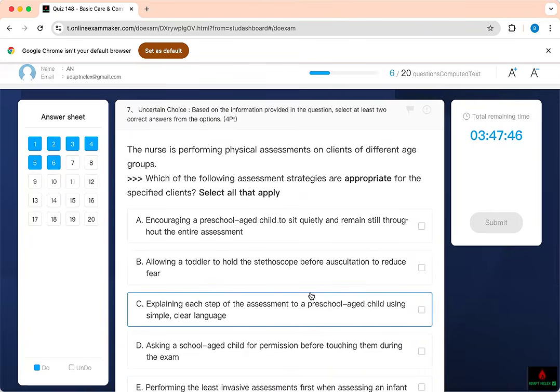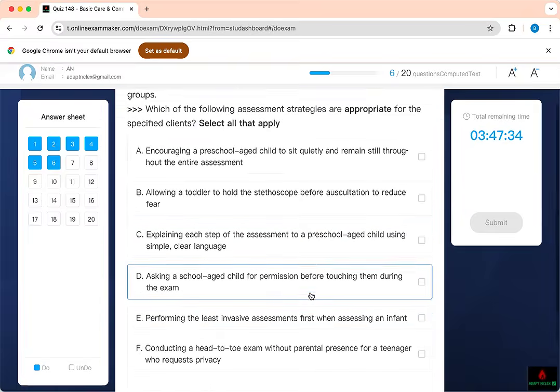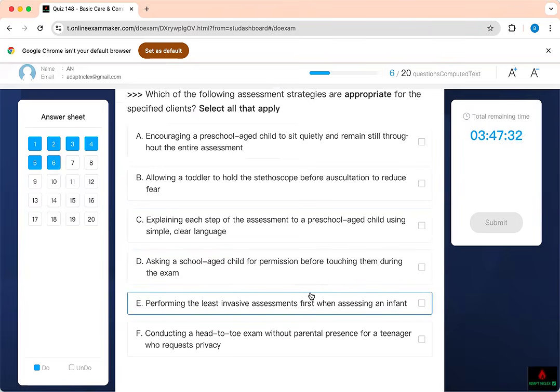Which of the following assessment strategies are appropriate for specified clients? Select all that apply. She's performing physical assessment on clients of different age groups. How do you assess them based on their age group? You have to know this. This can be very difficult. It's a difficult question, but I will show you how you can answer. Know each group, toddler, preschool, what they need, how to cooperate with them, and you can answer this question without any problem.